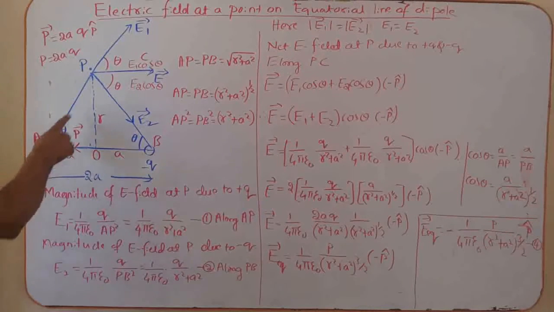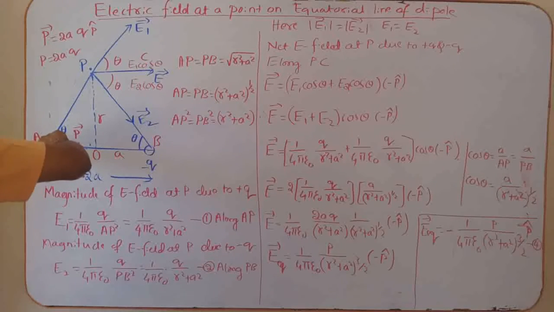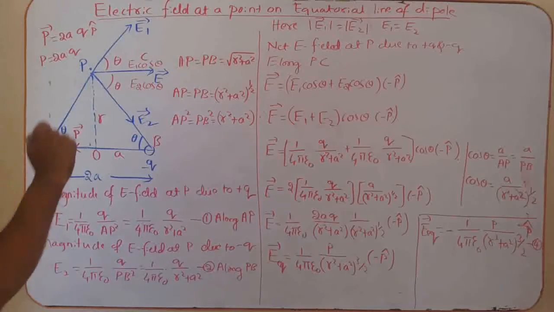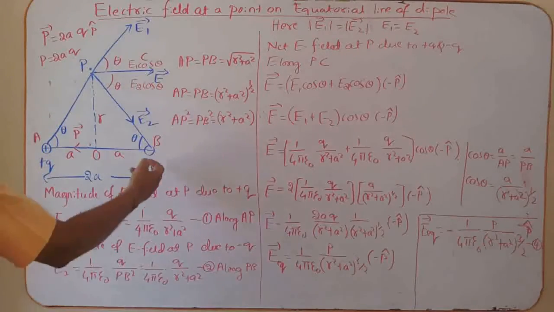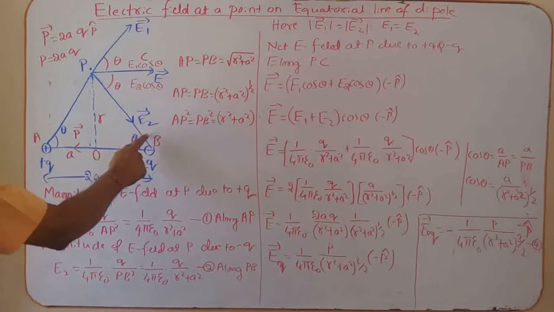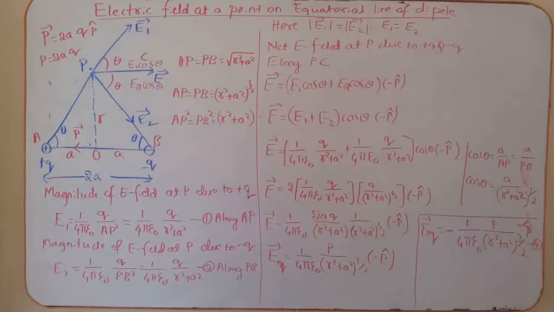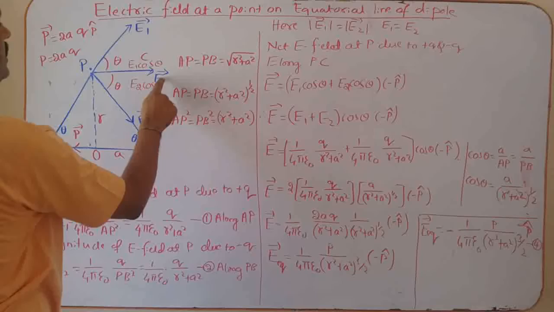Now electric field at point P due to the positive charge is away from the charge. It is E1. Electric field at point P due to the negative charge minus q is towards the charge, E2. The net electric field at this point, in this direction along PC, is E.